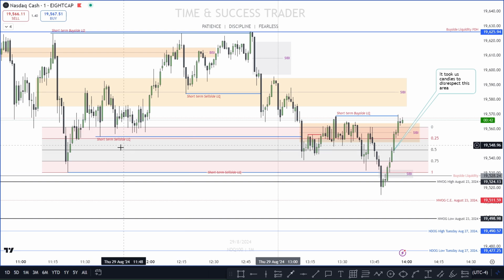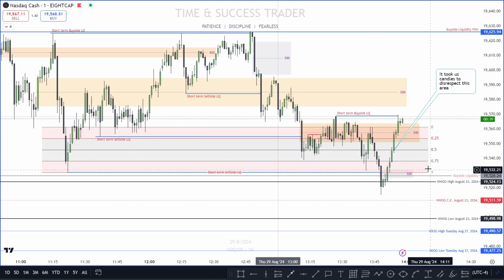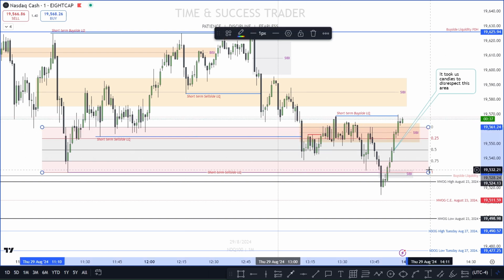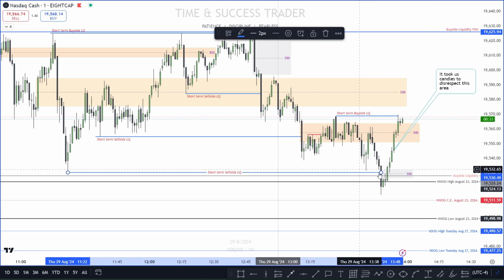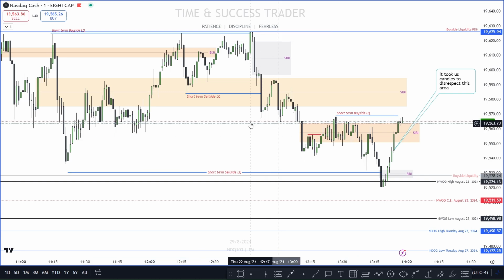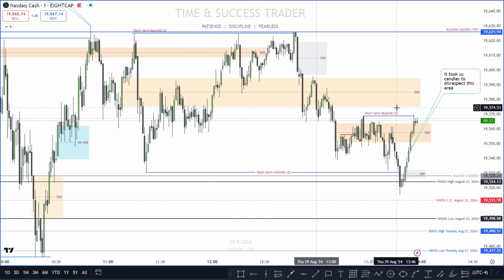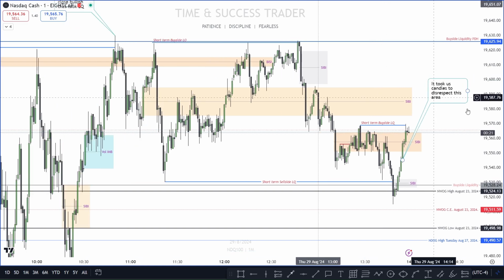Alright, so we had that range rebalanced, so we can basically delete this and clean up our charts. We understood the assignment and what happened just now. The last sell side liquidity taken was that one. And clean this up, clean this up. Alright.